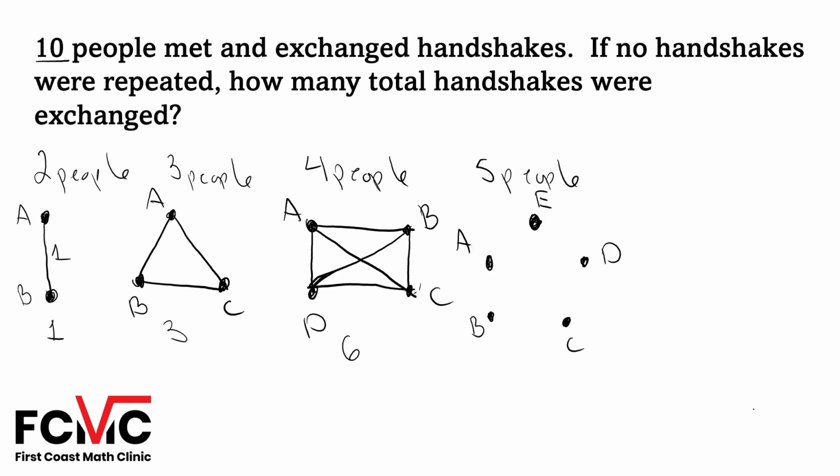So starting with person A can shake hands with E, D, C, and B. Person E can shake hands with D, C, and B. They already shook hands with A. D has already shook hands with E and A, so they can shake hands with B and C. C's already shook hands with D, E, A, so they can shake hands with B. So we're going to have 10 total handshakes here. So we've got our data for 2 people, 3 people, 4 people, and 5 people.